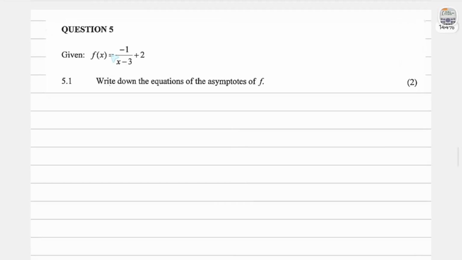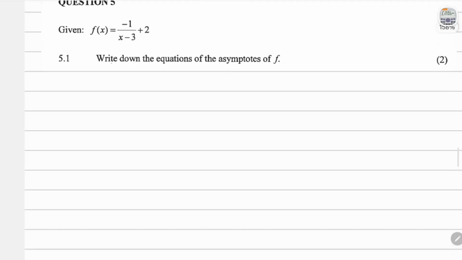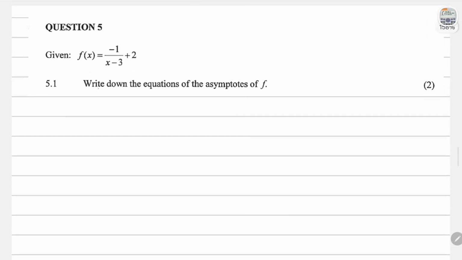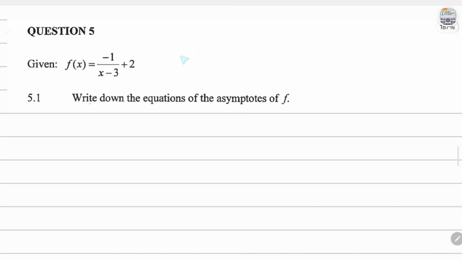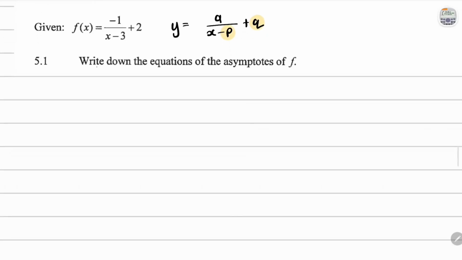Question 5 says, given f of x is equal to negative 1 over x minus 3 plus 2, we need to write down the equations of the asymptotes of f. So the general form of a hyperbolic function is y equals a over x minus p plus q. And the values of p and q give our vertical and horizontal asymptotes.